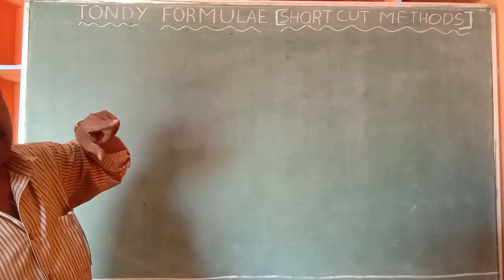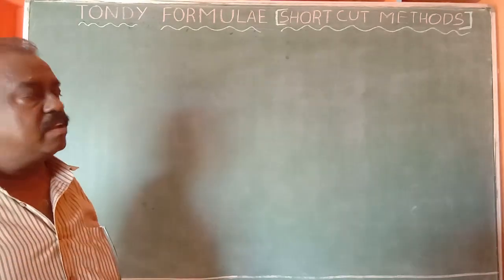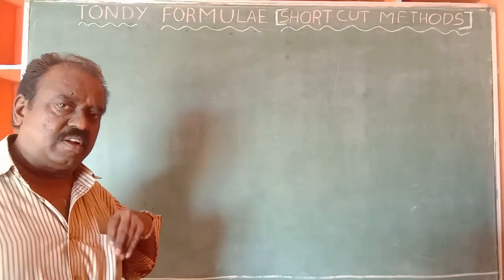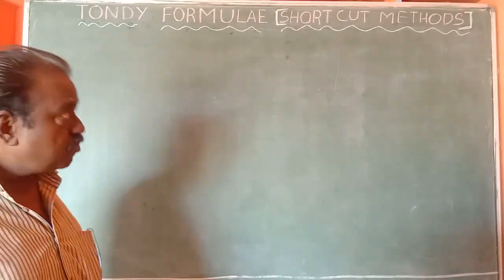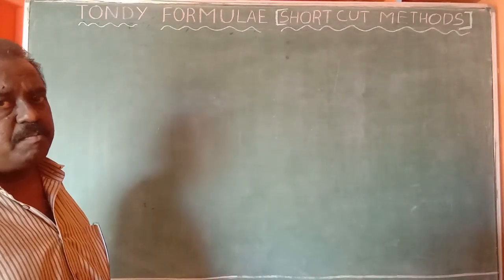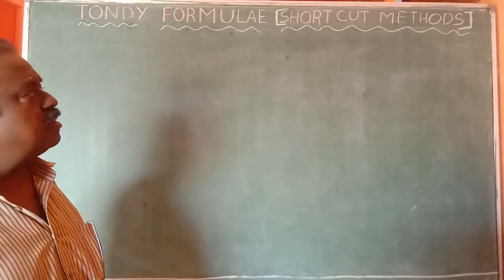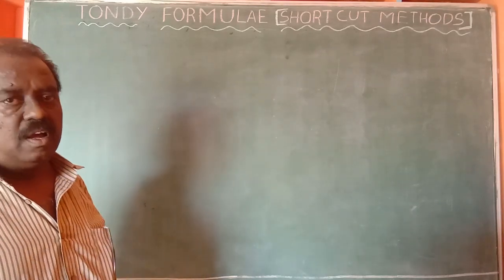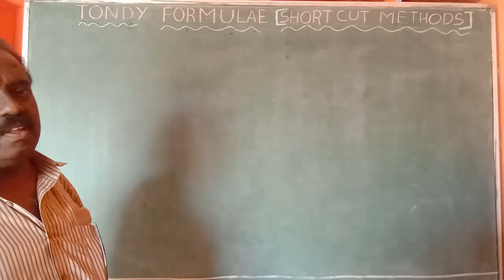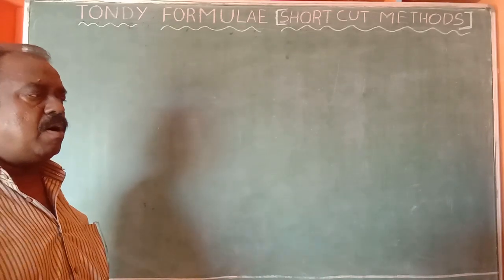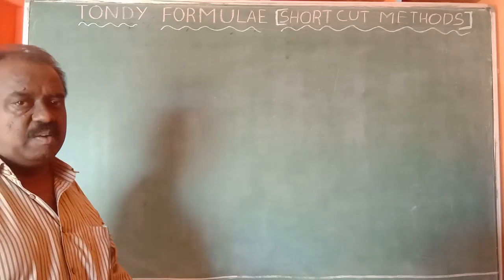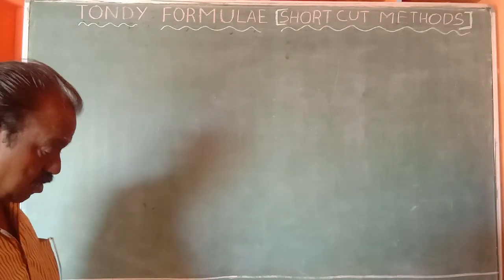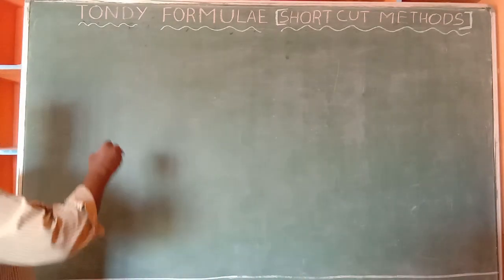Tondy is a person, a mathematician, North Indian. He formed 200 shortcut formula methods. Already I solved some formulas in the previous videos, but now we will discuss these formulas of Tondy. It is very useful to solve the problem not by using the traditional method. Okay, now try to take it as a problem, please. Okay, now we will start with number one.